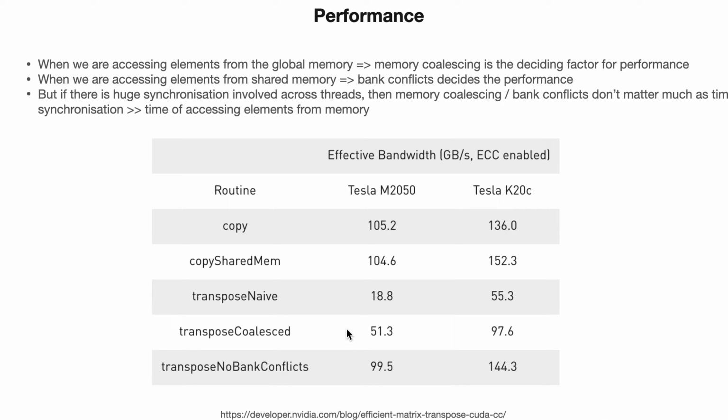So what he did, he tried to implement the transpose in a fully coalesced way, and he got this much bandwidth, 51 and 97 for this GPU. You can clearly see that just by doing memory coalescing, he was able to almost double the bandwidth for this particular GPU. And then he made use of shared memory and tried to reduce the bank conflicts, and he got a very good bandwidth, which you can see is very comparable to the shared memory copy bandwidth, which means that memory coalescing and bank conflicts can really help us in increasing the performance. Thanks a lot.